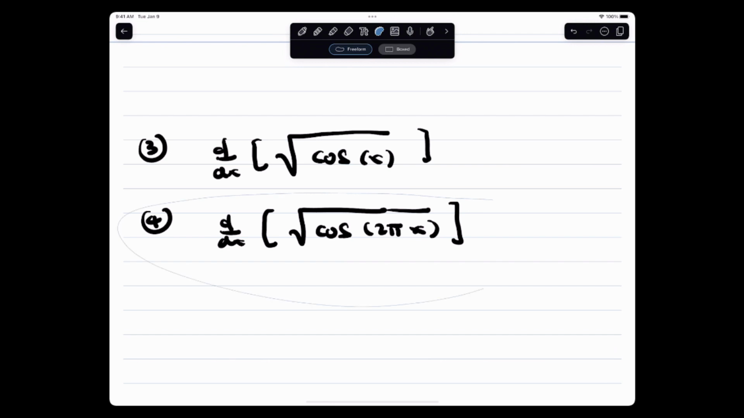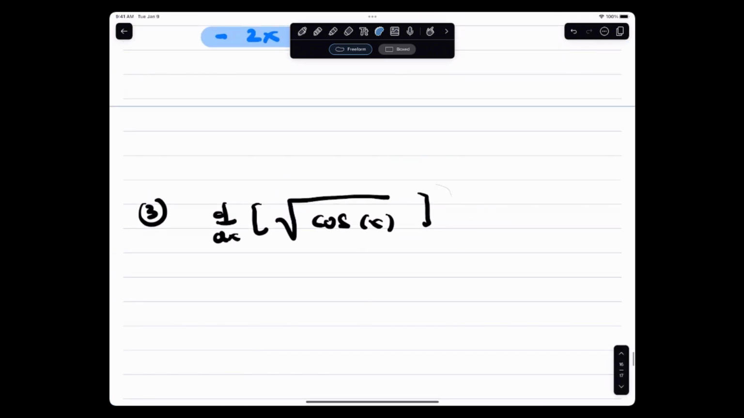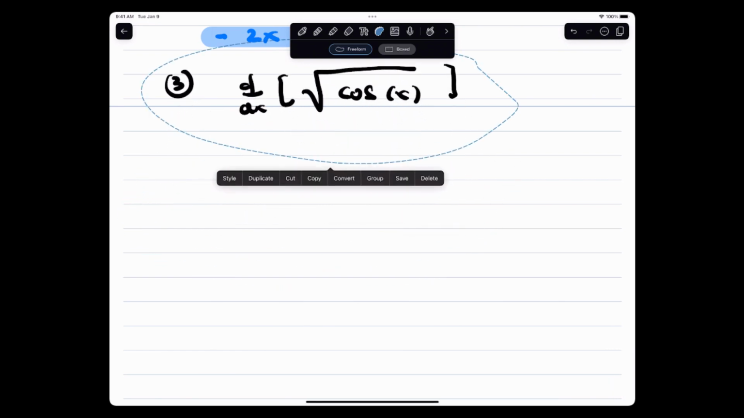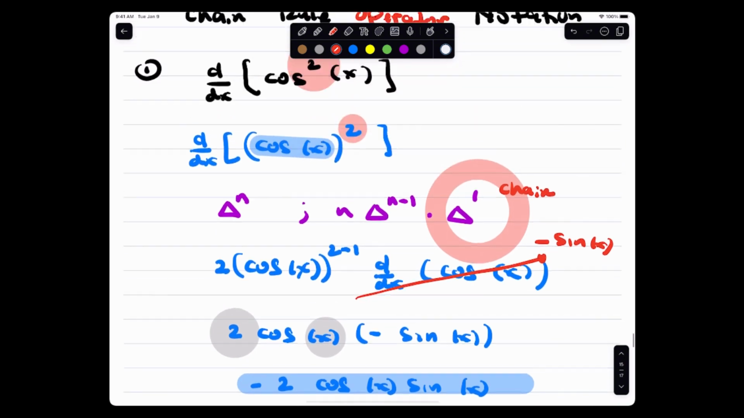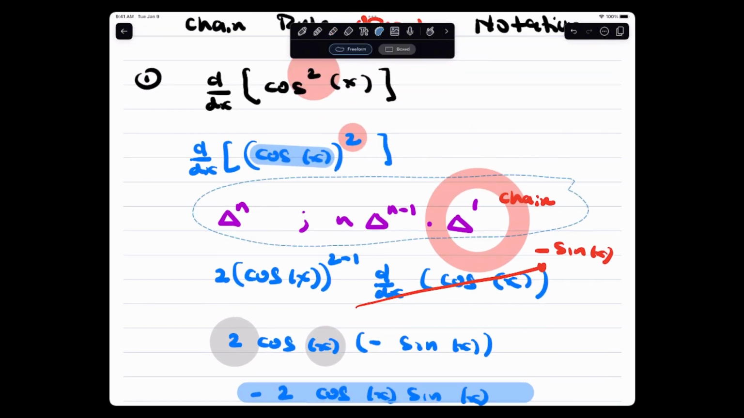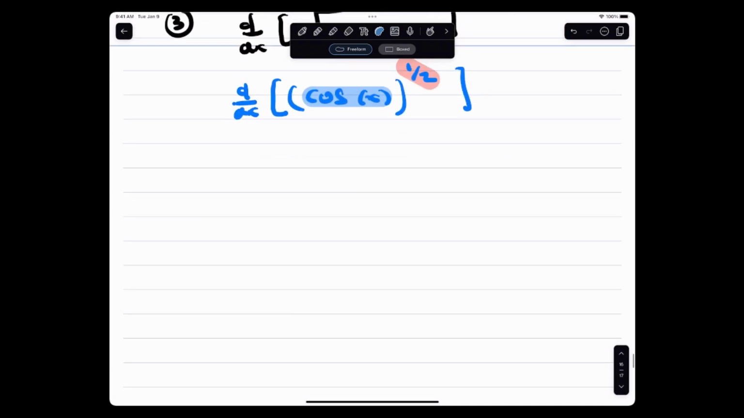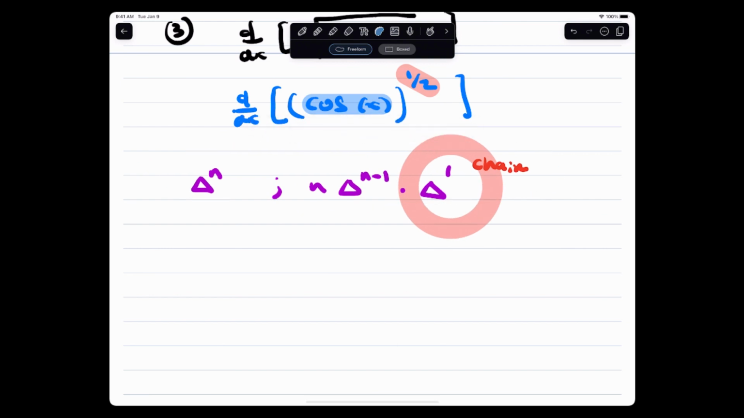Number 3, ladies and gentlemen. Number 3 is a little bit similar to number 1. Why do I say that? Number 3 and number 1 are very similar. Do you guys know why? Well, you still have cosine, but now the power is 1/2. So the base here is cosine now. Is this my base? Yes. And then what's the power going to be? 1/2. So ladies and gentlemen, you're back to using the first one.